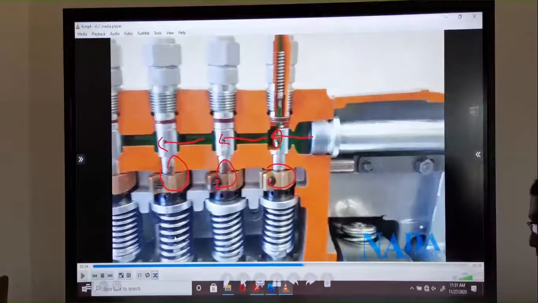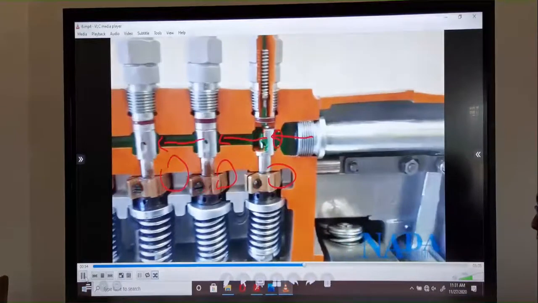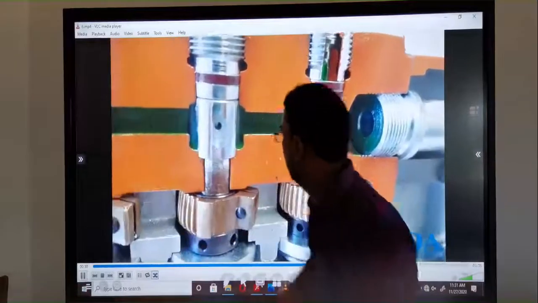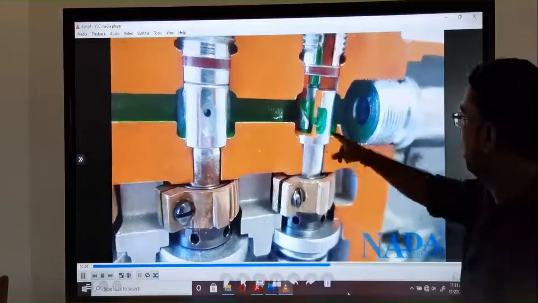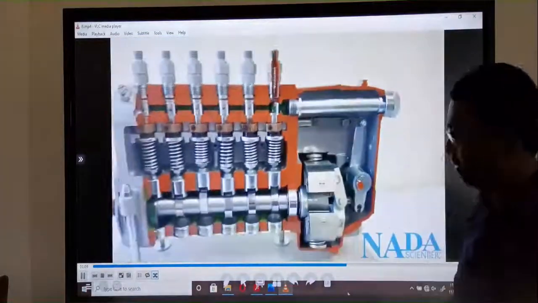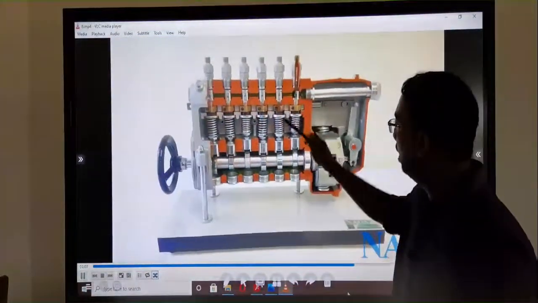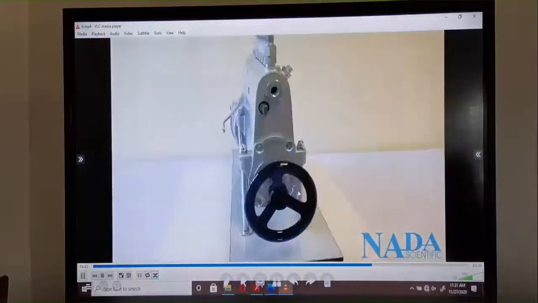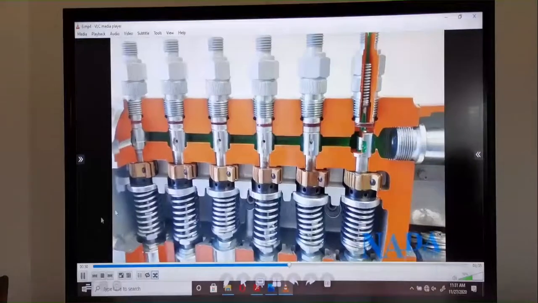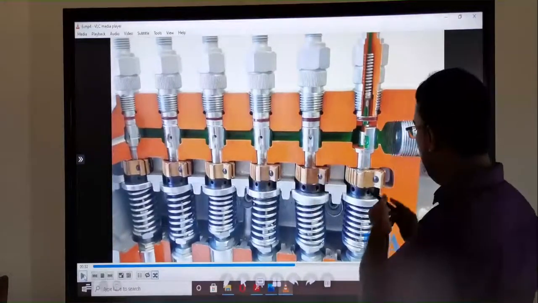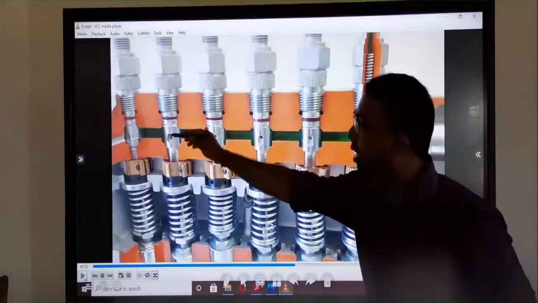So at that time the fuel comes. This is a cut model of the first plunger. All of them are the same like this. When this opens, all open at the same time. The fuel is filled into this line.